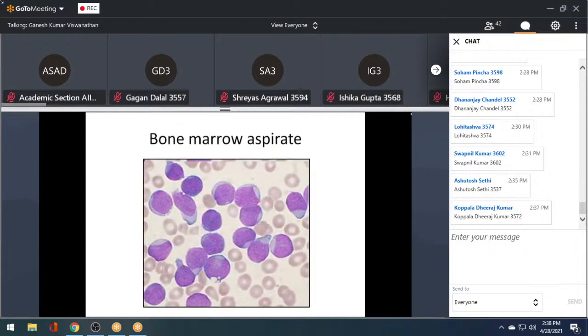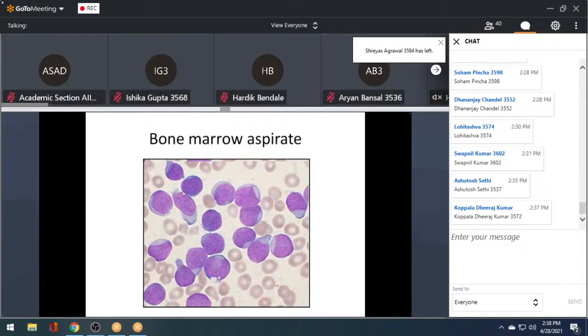This is the bone marrow aspirate morphology. So, let's search for the Kumar. Saraswati Kumar is there. So, Hardik Raj. Alok Singh. Rohit Raj. Abin Antony.